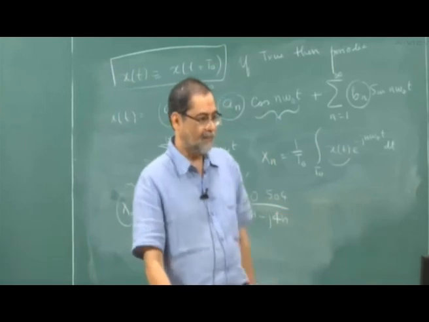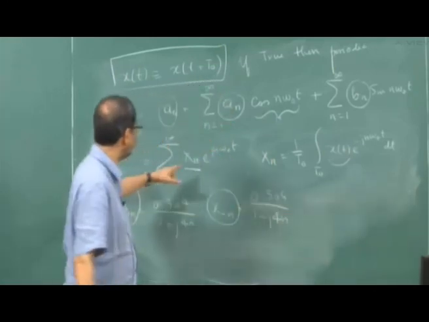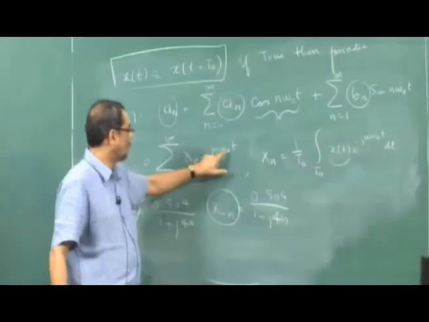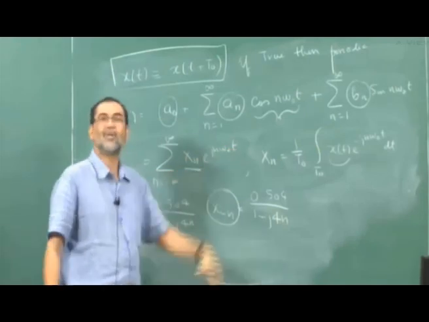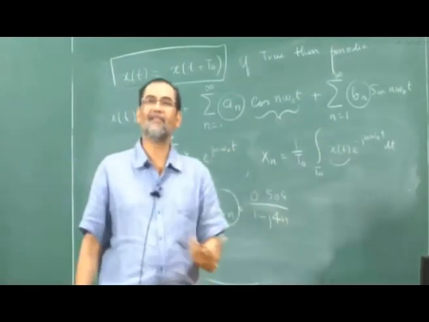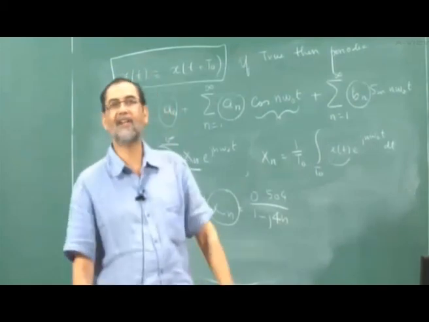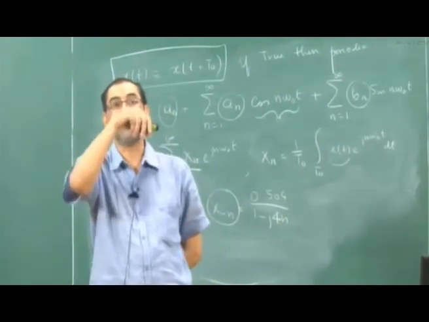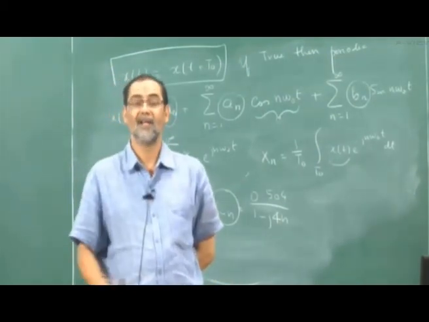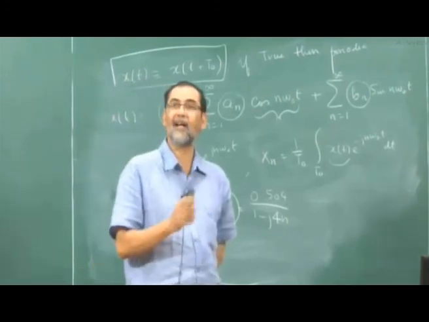And I now have terms like plus 2t and minus 2t. Does it mean that for the given real signal there are negative frequencies, plus and minus? With that question I stop today.